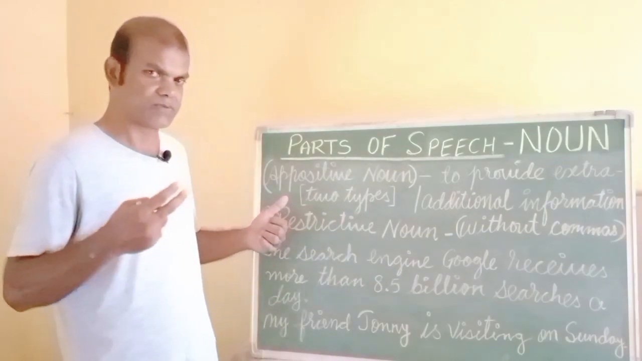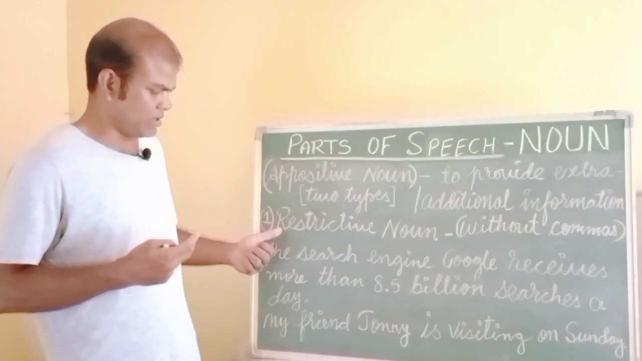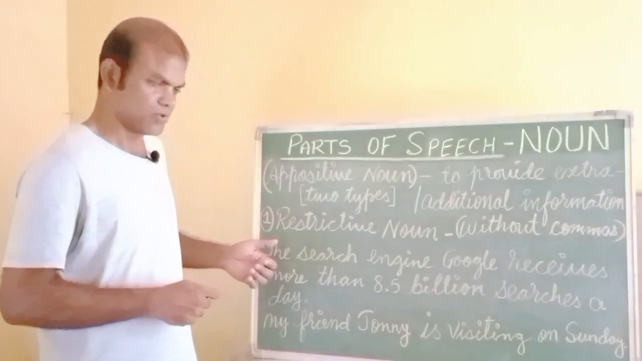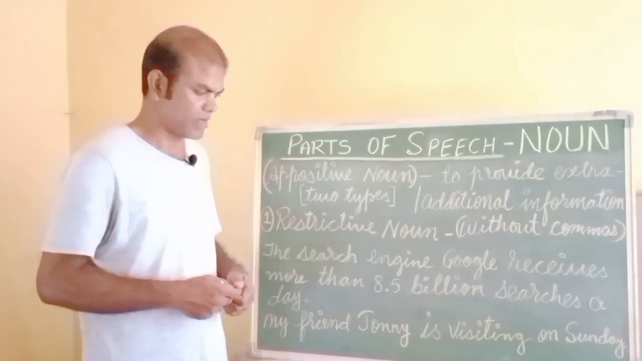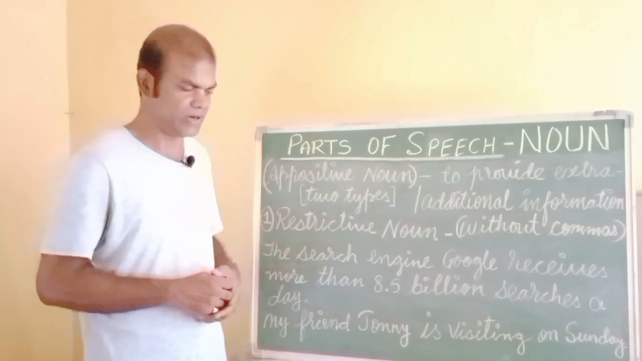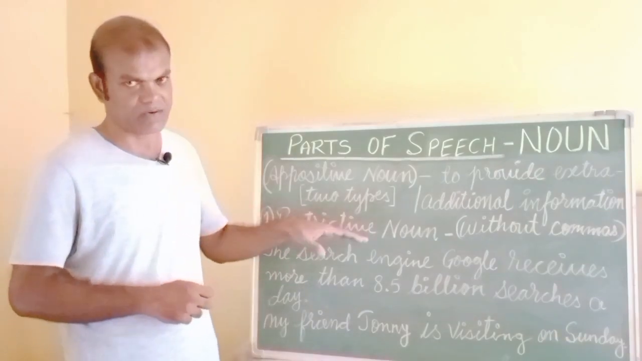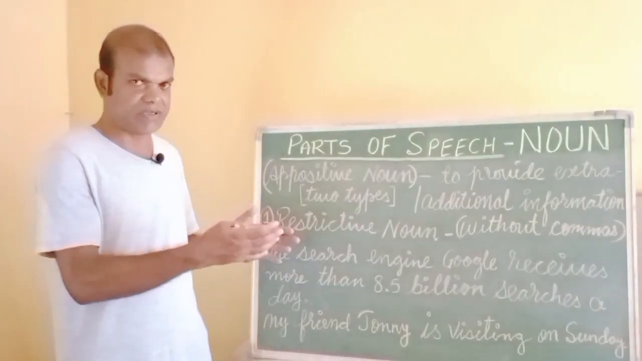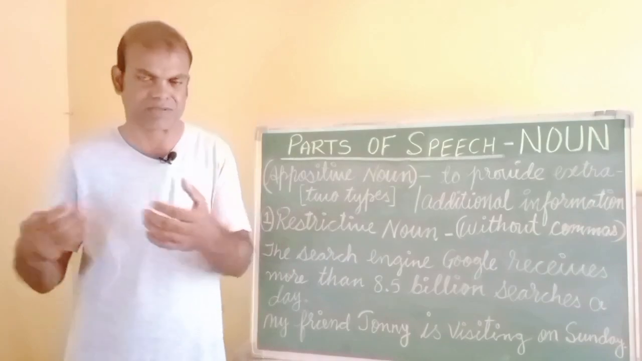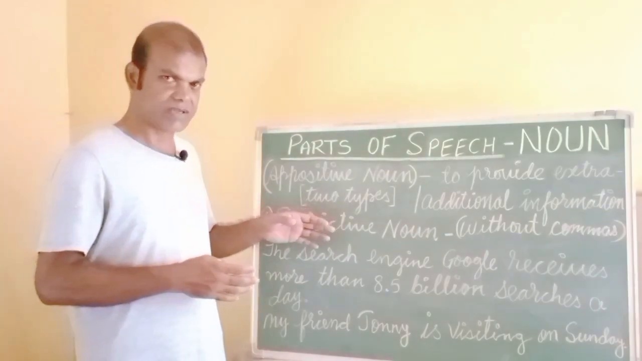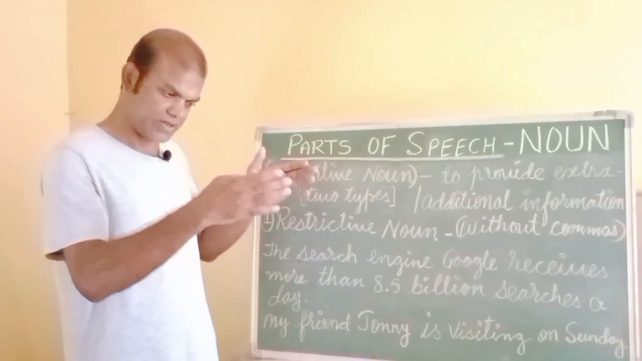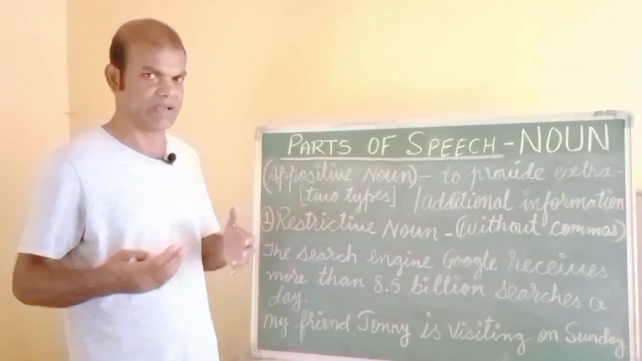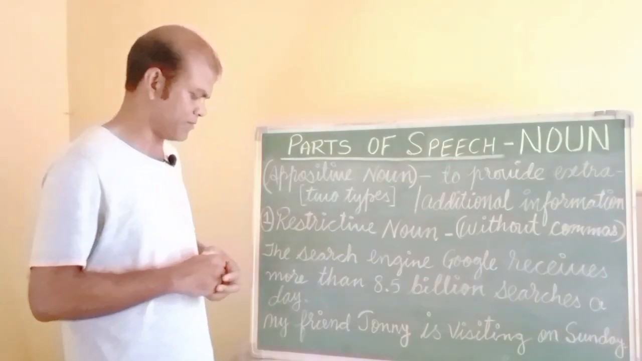Now, there are two types of appositive noun. One is the restrictive noun and the other one is the non-restrictive noun. So now we are going with the restrictive noun, and the non-restrictive noun we'll see in a moment. Now, restrictive noun, what does this mean? Restrictive noun means it is a piece of additional information about another noun in a sentence. In this case, the additional information is essential in the sentence. We have to add that appositive noun to clear the sentence. You will know better in the example.